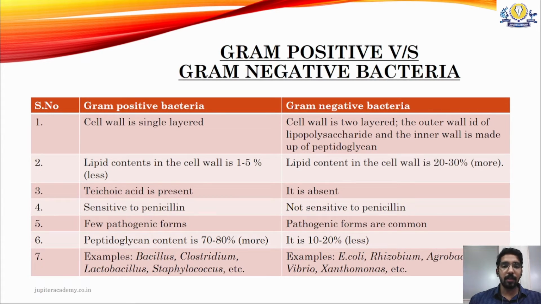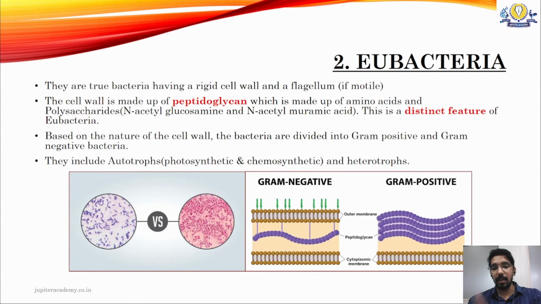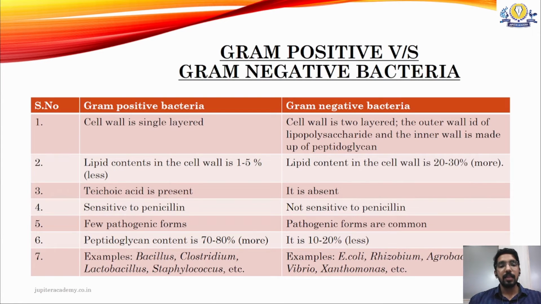Here in gram-positive bacteria the lipid content is less, which is 1 to 5%, whereas in gram-negative bacteria the lipid content is more because of the outer lipopolysaccharide layer. As you can see in the diagram, the outer membrane is made up of lipopolysaccharide. Teichoic acid is present in gram-positive bacteria, which is a very important point with respect to NEET, because teichoic acid is a unique acid seen only in the cell wall of gram-positive bacteria, whereas in gram-negative bacteria it is absent.